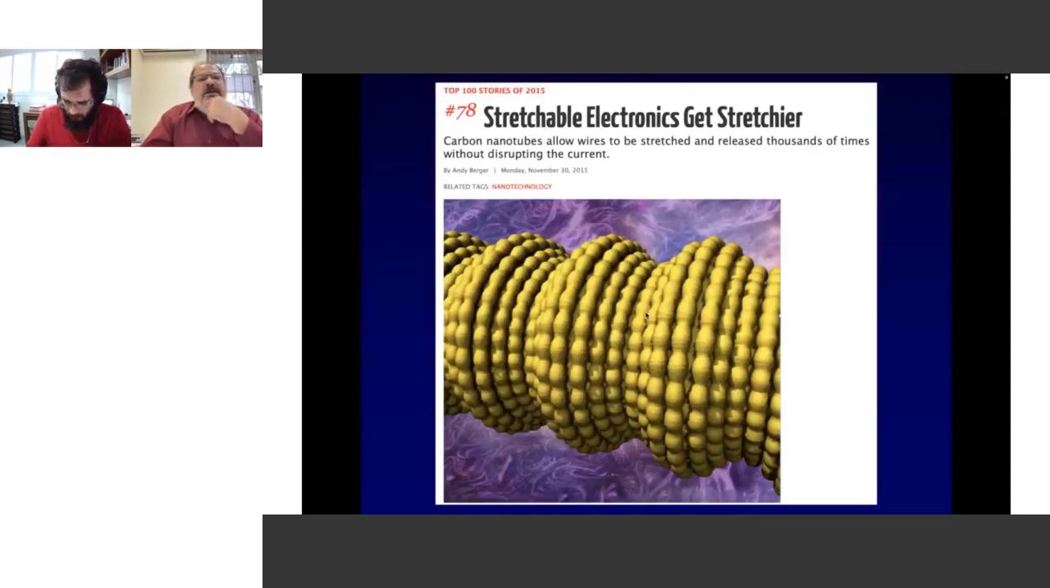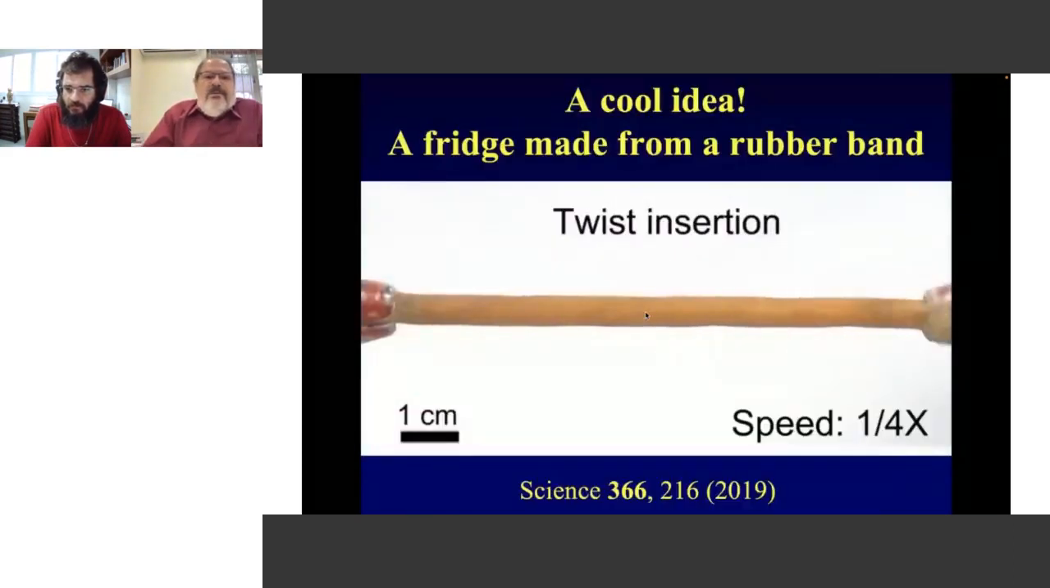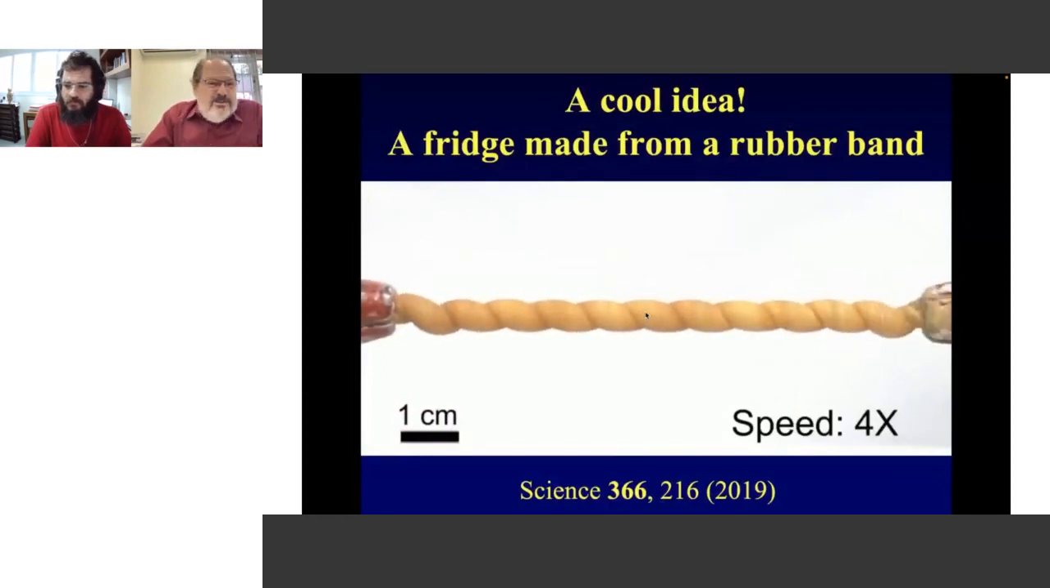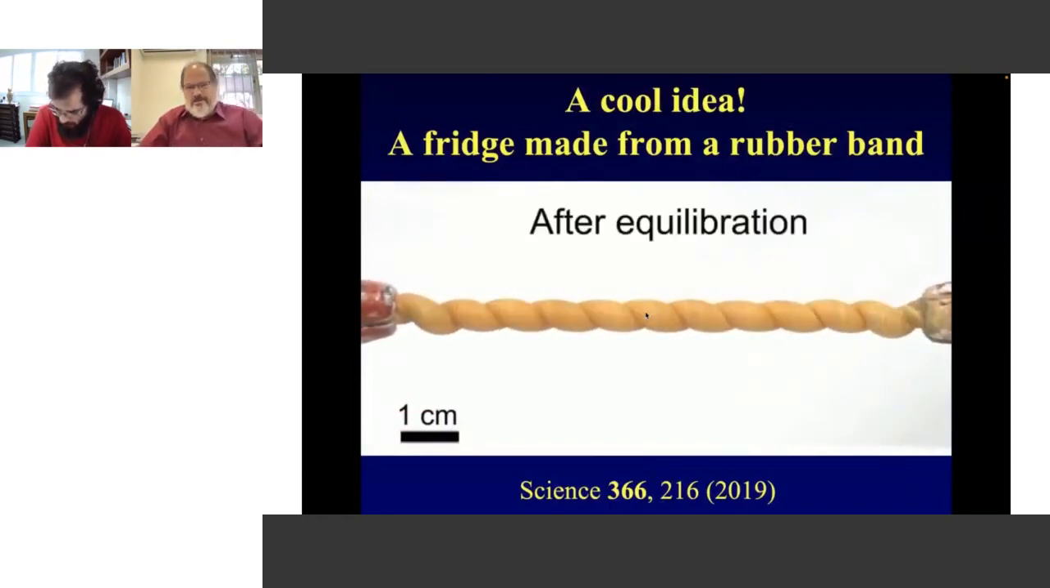Every year, Discover magazine selected the best 100 in all fields of science, and this was the 78th paper of the year, including all fields. Okay, but you can do a little cooler, I think, with it.